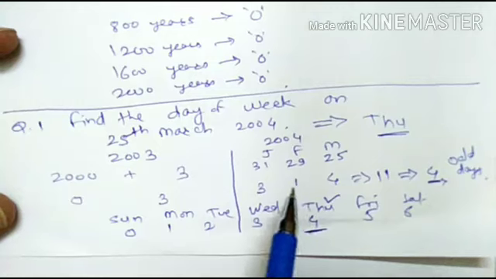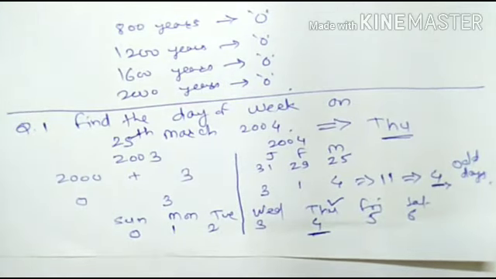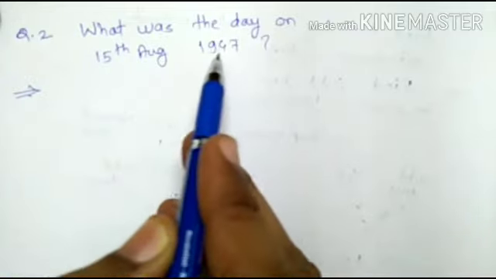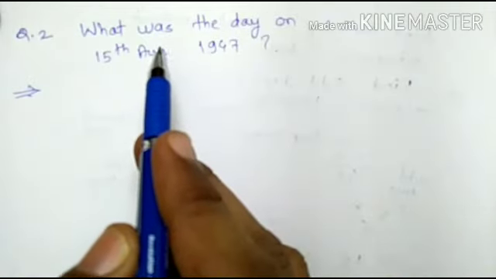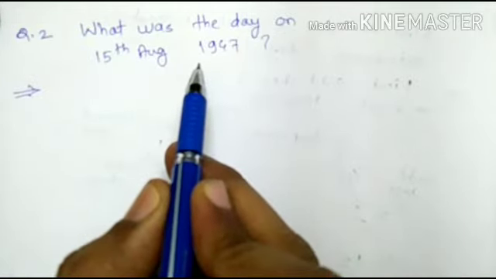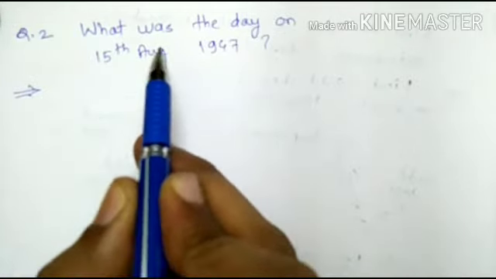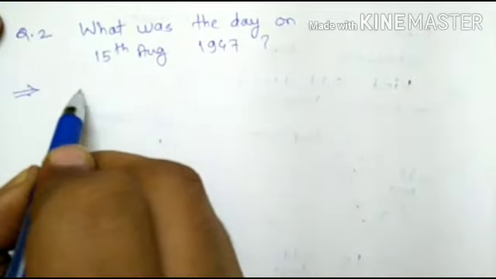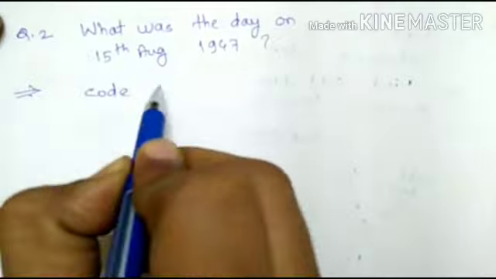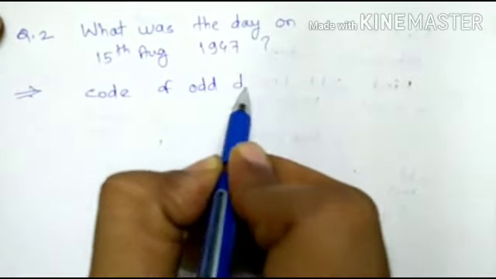Okay, next question. Question 2. What was the day on 15th August 1947? This question is asked many times in examinations. Before solving this question, we will revise what is required to solve such a type of question. First is the code of odd days.